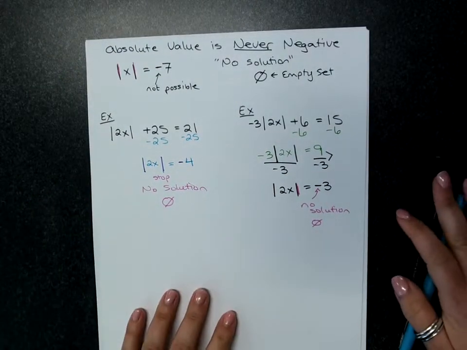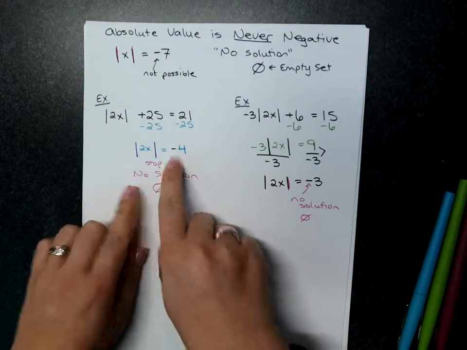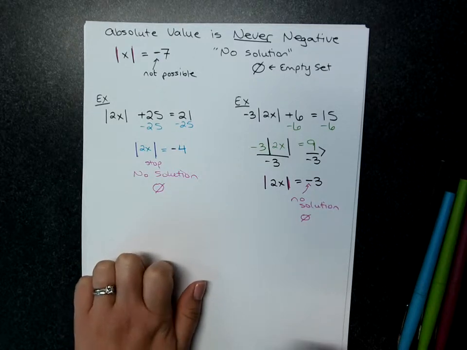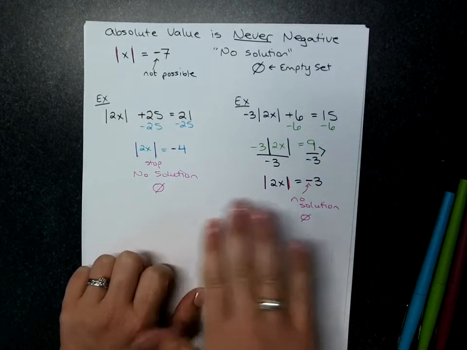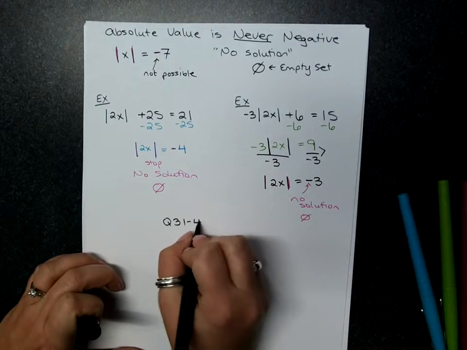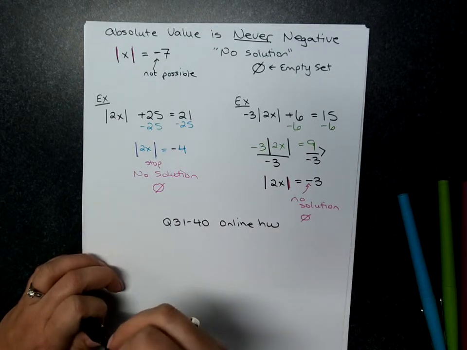You might run into those on the homework. And if you ever get down to the absolute value bars equaling a negative number, just stop. There's no solution. All right, and you should be able to get through questions 31 through 40 of the online homework with absolute value equations.